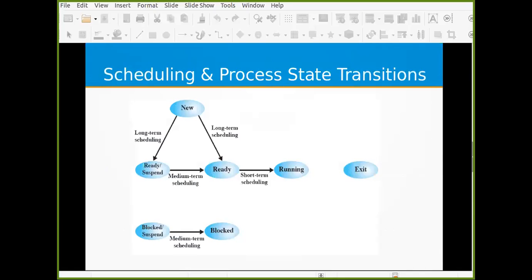Based on that, some decision will be taken. So you can see that medium-term scheduling comes into the picture when you move from ready suspend to ready state. Actually, here there should be a two-way arrow. Mostly we move processes from blocked to blocked suspend. Very rarely do we move a process from blocked suspend to blocked. But this is regarding medium-term scheduling. So when you swap a process, at that time the medium-term scheduling algorithm is used, or the medium-term scheduler performs that job.